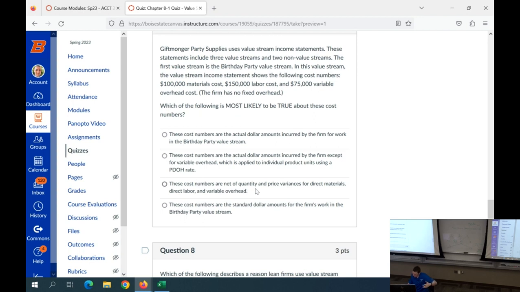We're not pulling out the quantity and price variances, which is the same thing as saying that they are at standard. That's incorrect. These cost numbers are the standard dollar amounts for the firm's work in the, oh my goodness, the same. So two of the same things right here, and this one, which is incorrect because we don't need to be allocating the variable overhead directly to each individual product unit. So specifically, it's after the comma, which is incorrect in this one. All right.